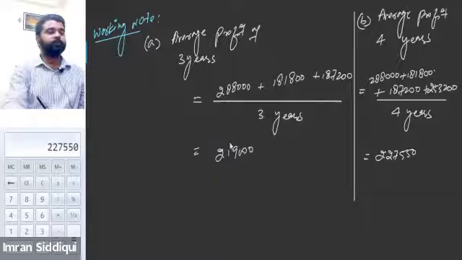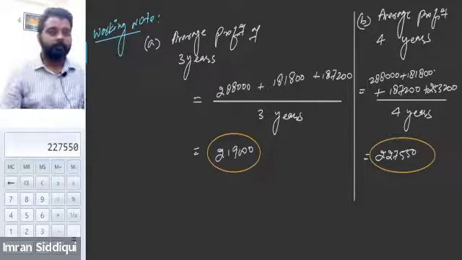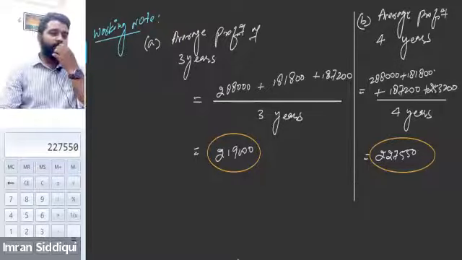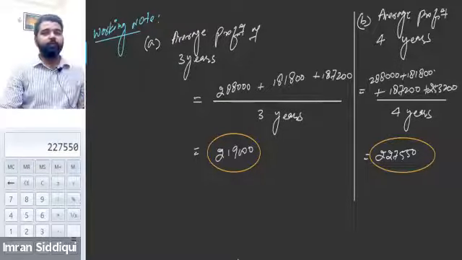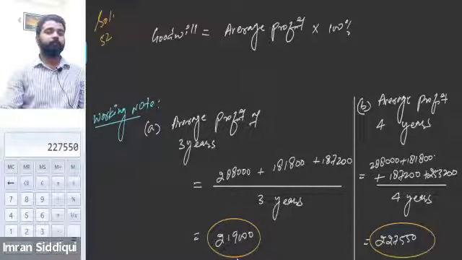Tell me everyone, the calculation of average profit is clear to all of you or not? Yes, sir. Clear. Now tell me, which do you think is higher? Average profit of the 3 years is greater or the average profit of the 4 years is greater? Sir, average profit of 4 years. Perfect, correct. That is right. So therefore, for the valuation purpose of goodwill, which average profit shall be taken into consideration? The second, the average profit of the 4 years, obviously.